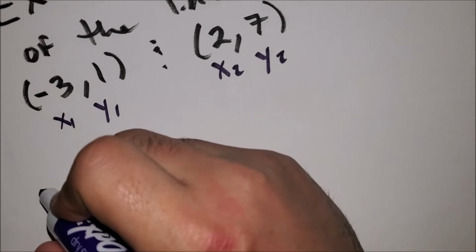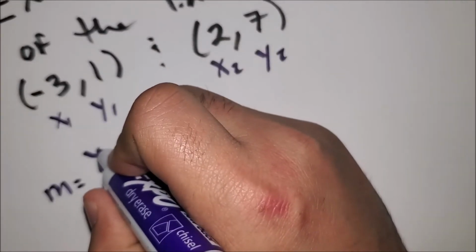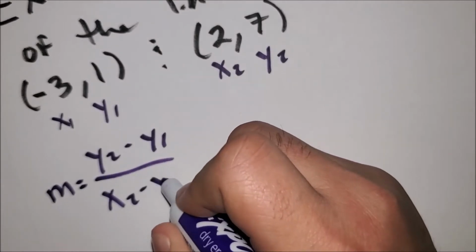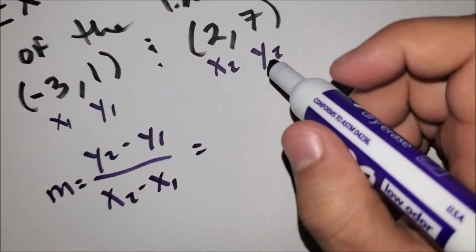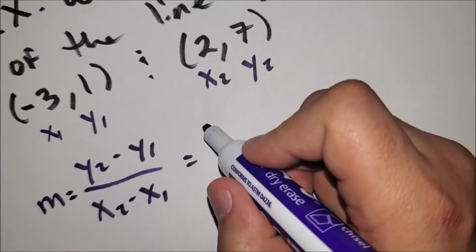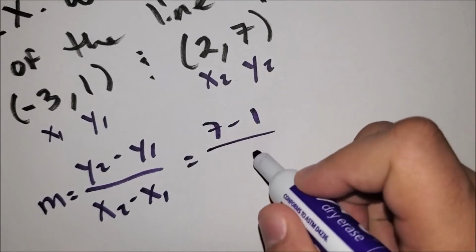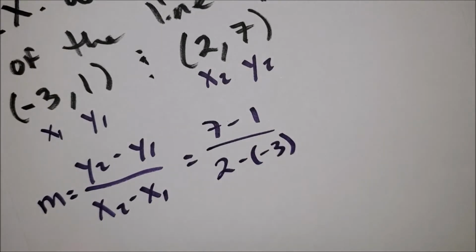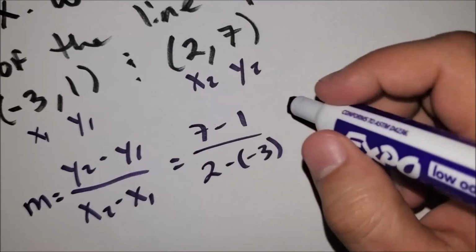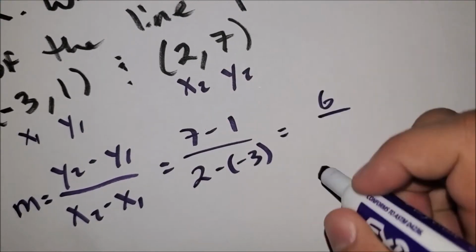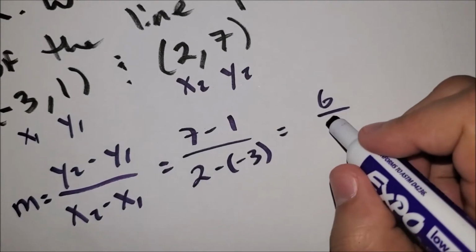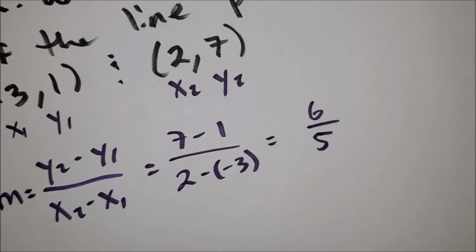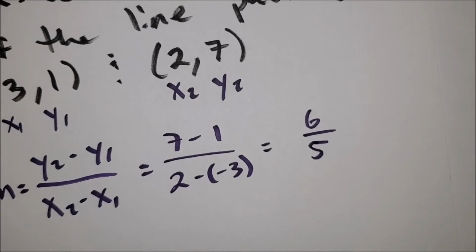So m equals y2 minus y1 over x2 minus x1. So this is going to be 7 minus 1 over 2 minus negative 3. 7 minus 1 is 6. 2 minus negative 3 gives us 5. So our slope is going to be 6 over 5.